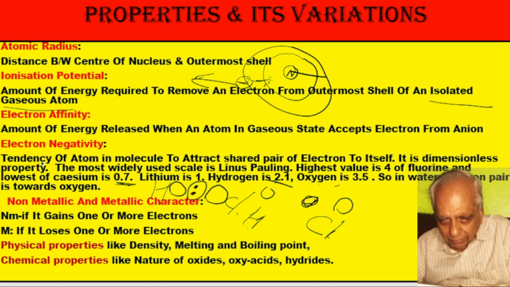And in case both want to accept, then they share, and that is called a covalent bond. Then physical properties like density, melting point, boiling point, how do they change? Chemical properties: whether they are reactive or less reactive, what types of hydrides they form, and oxides of what nature, alkaline, acidic or neutral. All those things we will be studying, how these chemical properties change. So these are the various properties that we have to study.